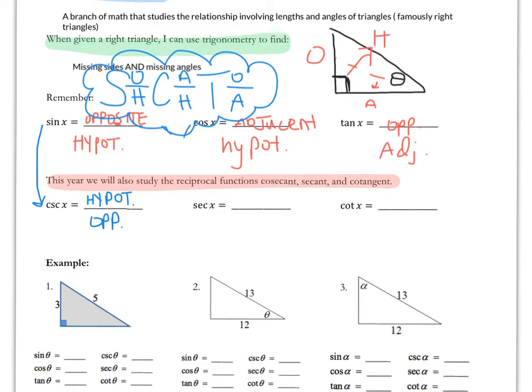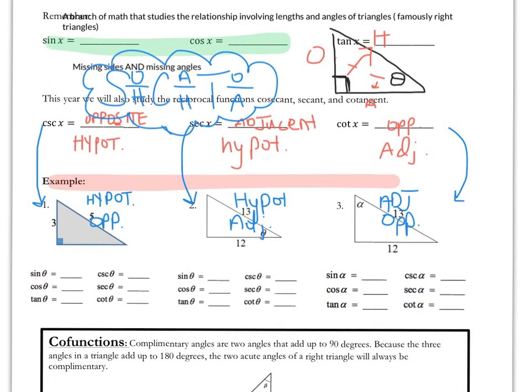Secant is the reciprocal of cosine, so that's going to be hypotenuse over adjacent. And cotangent is the reciprocal of tangent, which is adjacent over opposite. You really have to have these memorized. If this is not memorized, it's going to make this just a little bit more of a nightmare for you. So now let's start figuring out some of these problems.